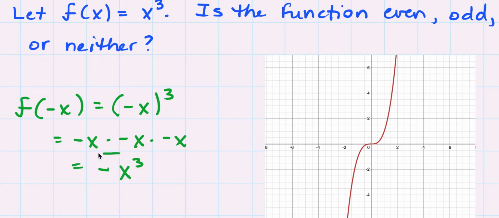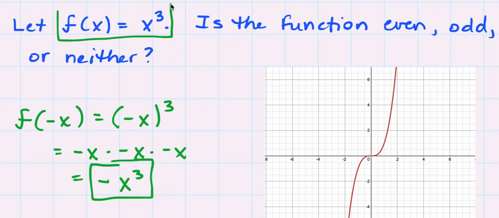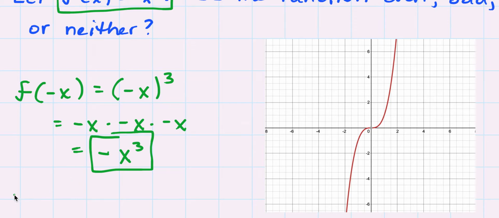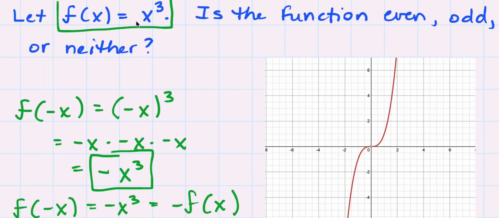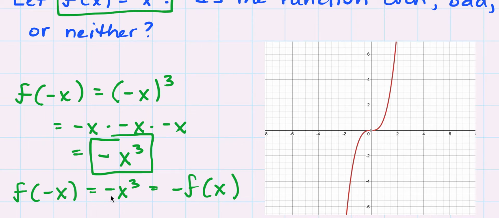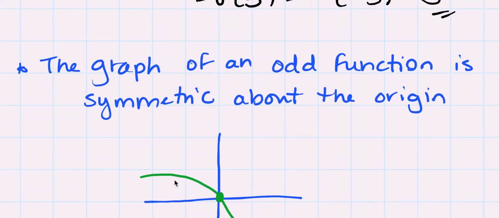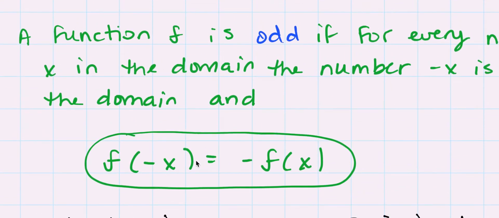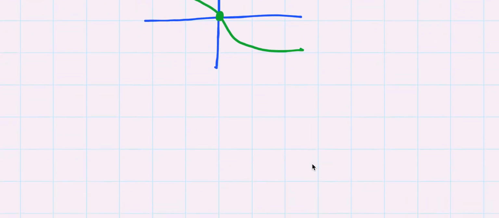Now what we're going to do is look at this and compare it to our original function. What's the difference between x cubed and negative x cubed? Well, this is the negative of this function. So what we've seen is that f of negative x, which is negative x cubed, is negative f of x, because f of x is just x cubed. So if I multiply it by a negative, then I have this negative f of x, which tells me that we satisfy this property here. F of negative x is equal to negative f of x, and that shows that the function is odd.